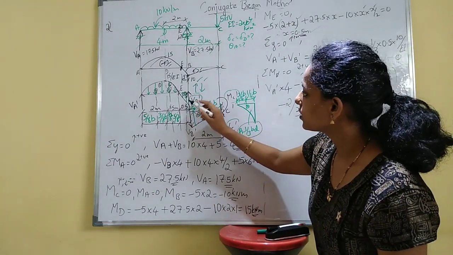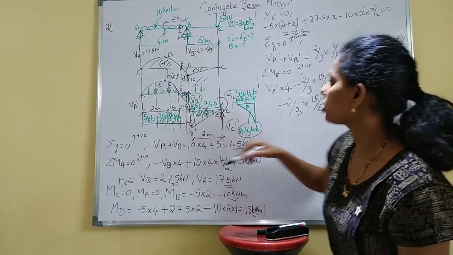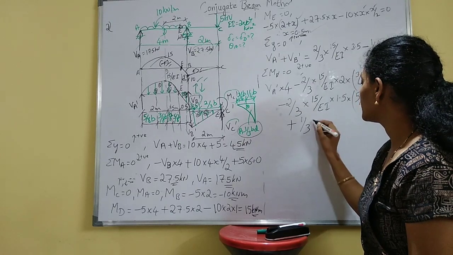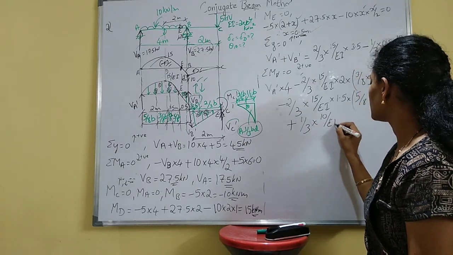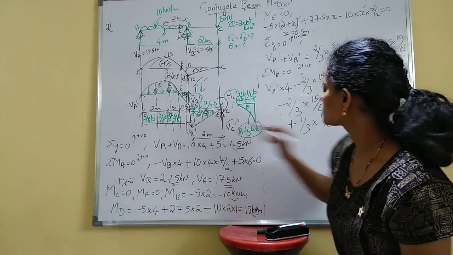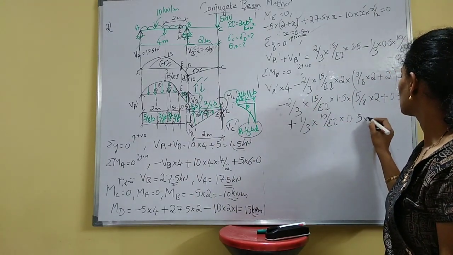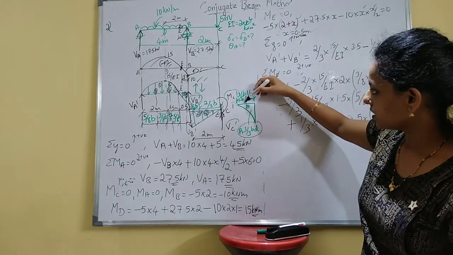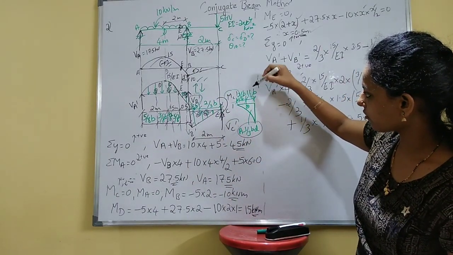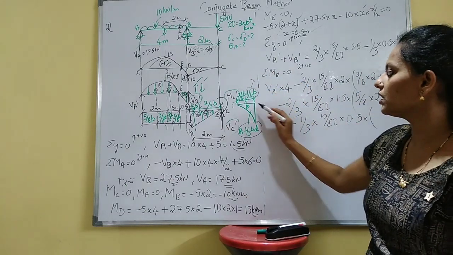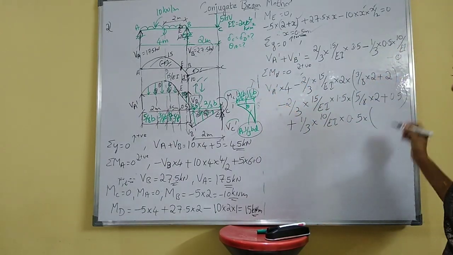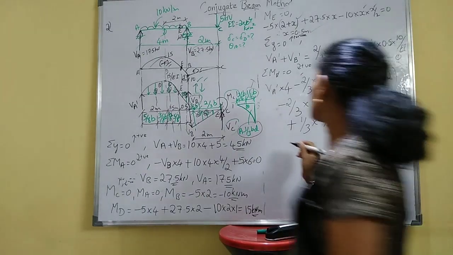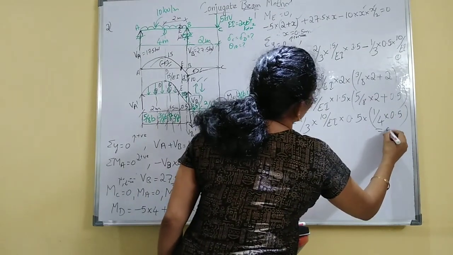Again this value, this is clockwise, so it will be plus. And area is 1/3 of BD, 1/3 of 10 by EI into the small distance is 0.5, and perpendicular distance you have for this here from this side you have 3/4 of B, and from this side you have 1/4 of B. We want up to B dash, so it is 1/4 of B, so 1/4 of B is 0.5, which is equal to 0.